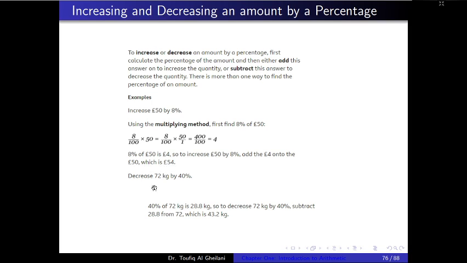Here is another example: decrease 72 kg by 40%. So 40% of 72 kg is 28.8 kg. Now to decrease 72 kg by 40%, subtract 28.8 from 72, which is 43.2 kg.